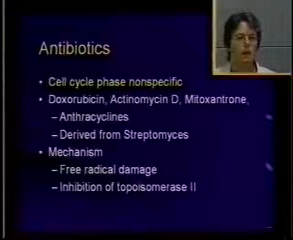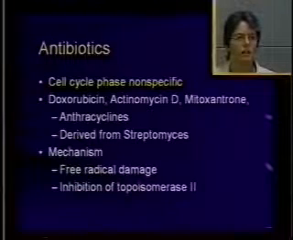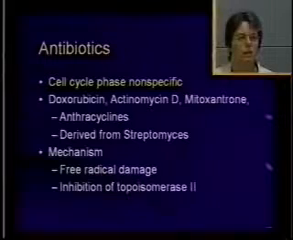Moving into the antibiotic category, these are also cell cycle phase non-specific. The most commonly used antibiotic chemotherapeutic agents include doxorubicin, actinomycin, and mitoxantrone. These fall into the class anthracyclines, and they're derived from cultures of streptomyces.